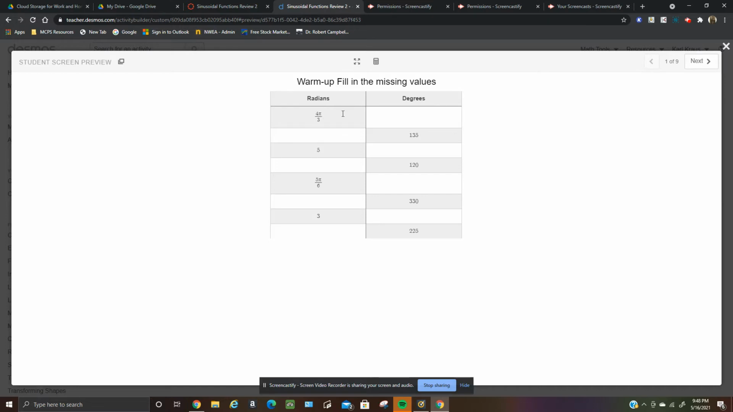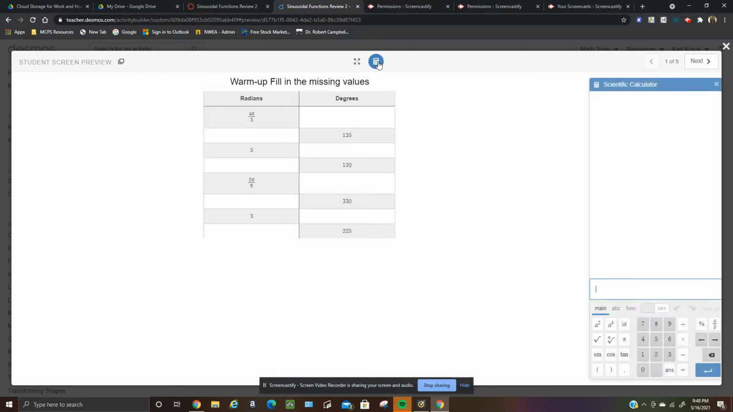So 4 pi over 3, use the calculator here, would be 4 times 180. And then divide that by 3. Is 240.